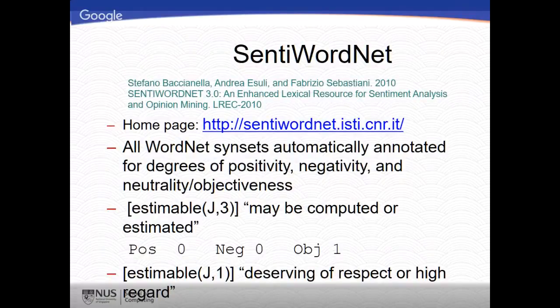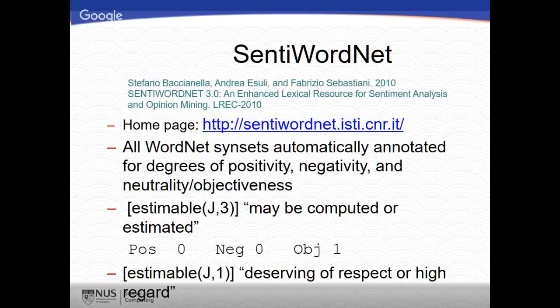SentiWordNet is a subsequent project of WordNet. So the idea of WordNet is that each word has different meanings, and different words could have the same meaning. So how can we link different words of the same meaning, or one word of different meanings? WordNet deals with this situation.